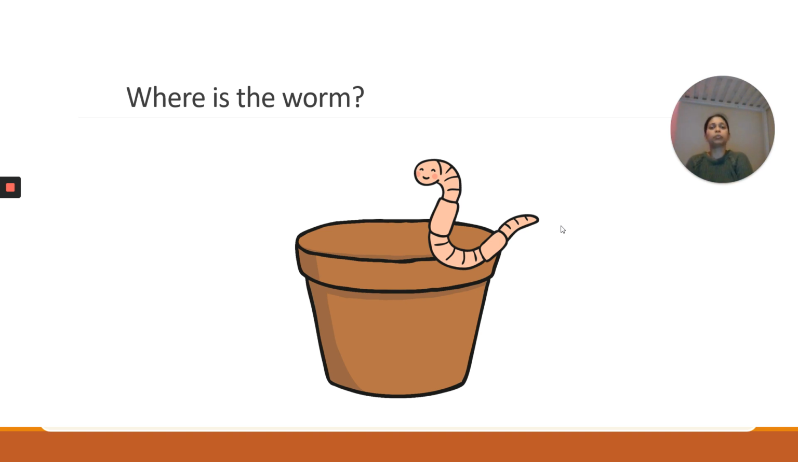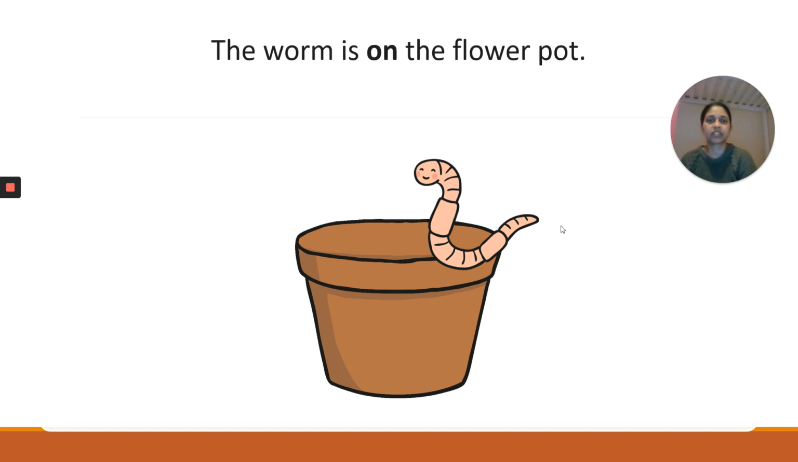Okay, so let's talk about this worm over here. Where is the worm? Okay, so I'm going to say, I think this worm is on the pot. Okay, so I am right. I hope you're right too. The worm is on the flower pot. Okay, ready for your next one?